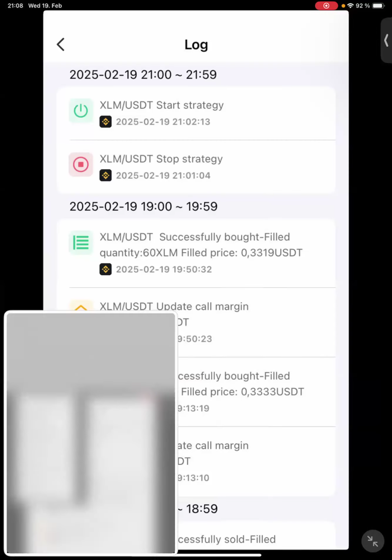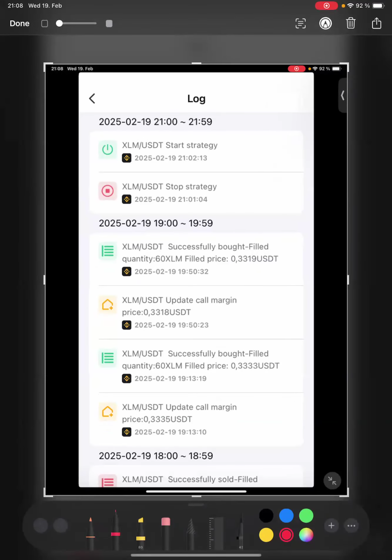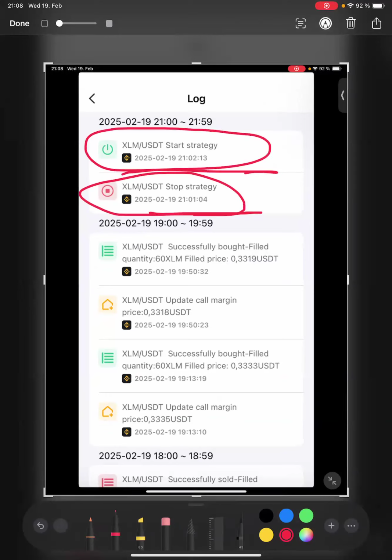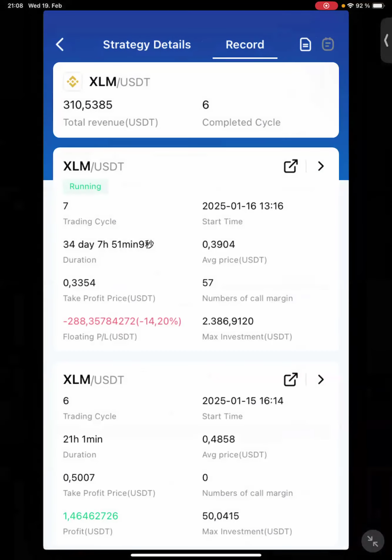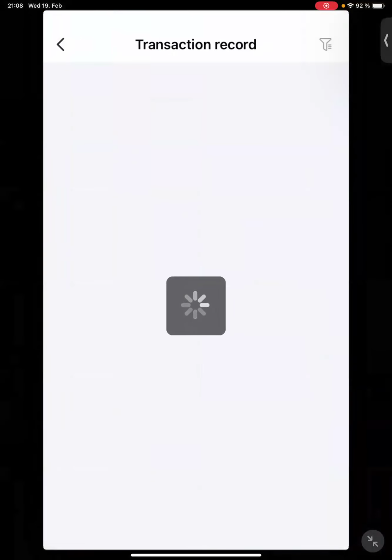You see, when I paused it to show you guys something, it said XLM stop strategy. When I started it again, XLM start strategy. So everything, you see it under the log. It's just like the logbook.